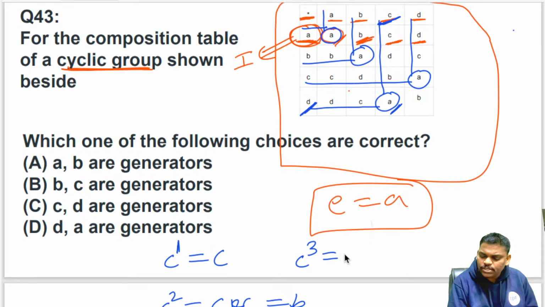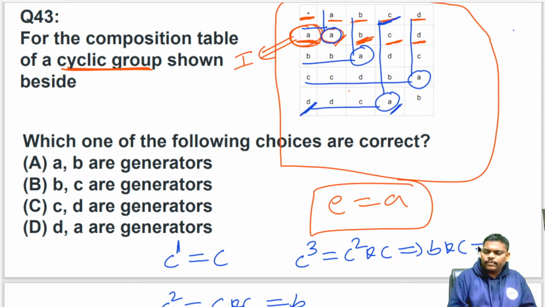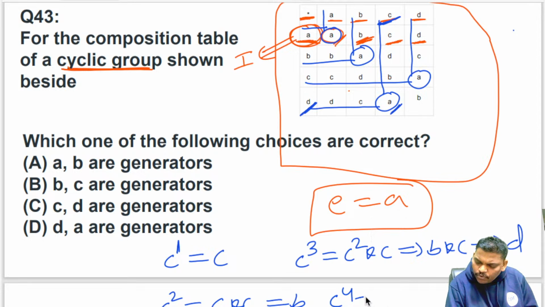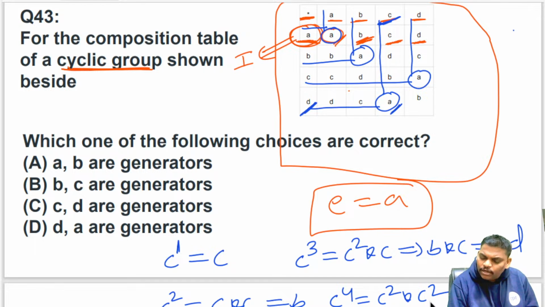What is C cube? C cube is C square into C. C square is already B. B into C, what is B into C? D. Next one, that is also okay. What about C power 4? C power 4 is C square into C square. C square is already B. B into B is A. So do you believe or not?